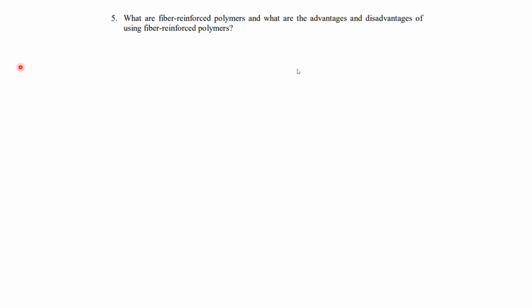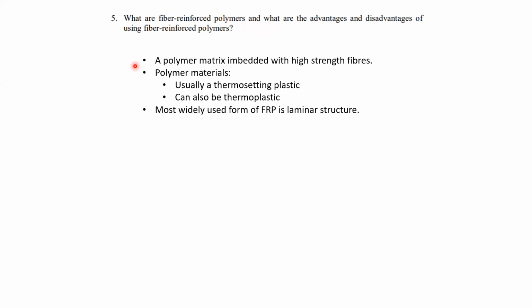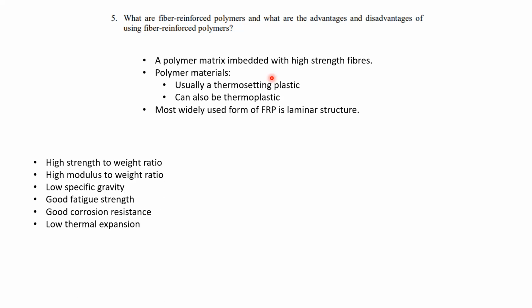Okay. Last question. What are fiber reinforced polymers and what are the advantages and disadvantages of using fiber reinforced polymers? It is basically a polymer matrix embedded with high strength fibers. Polymer materials are usually thermosetting plastics, but also can be thermoplastic. And the laminar structure is the most widely used form for fiber reinforced polymers. The advantages: it has a high strength to weight ratio, high modulus to weight ratio, low specific gravity, which means low density, good fatigue strength, good corrosion resistance, and low thermal expansion. Major disadvantage is it's very expensive, and generally they are anisotropic, so only able to be loaded in one direction effectively.